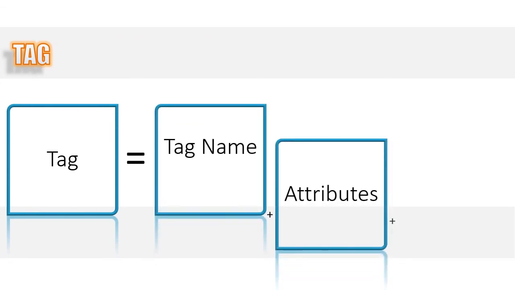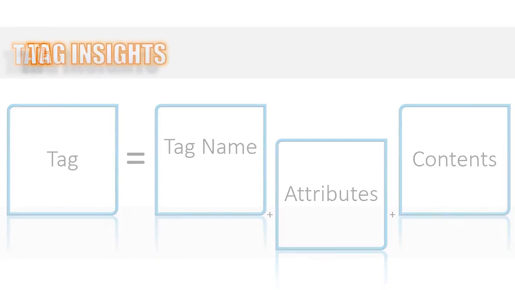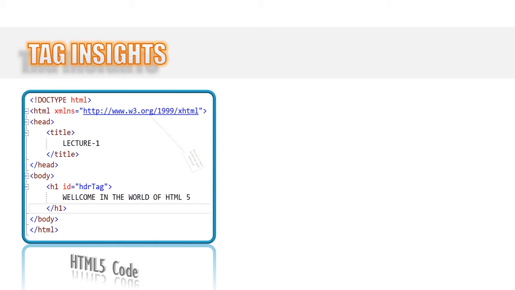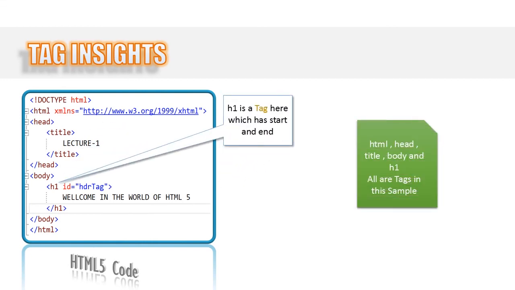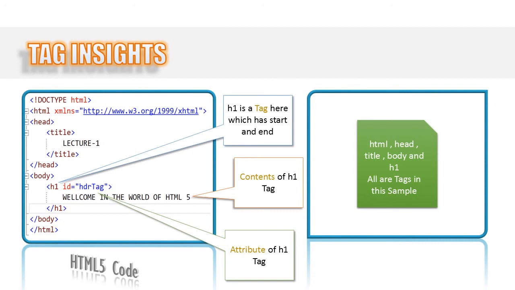Each tag is composed of three key elements, which are tag name, attribute, and content of the tag. If we look into the slide on the screen, we can see the h1 tag exploded, where h1 is the name of the tag, id is the attribute of the tag, and the text enclosed inside the opening and closing tags is called contents, which in this case is welcome in the world of HTML5. Attributes are optional and can be as many as needed.